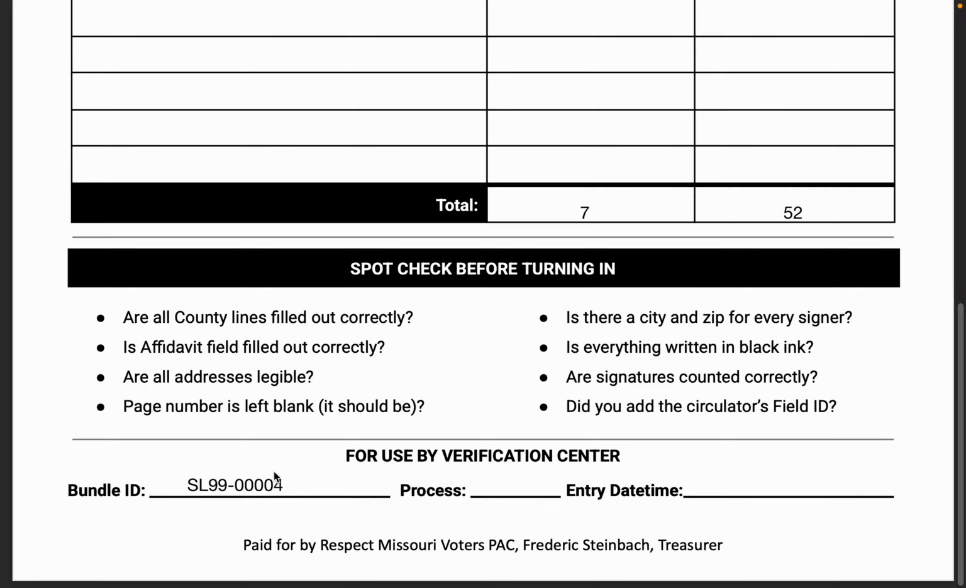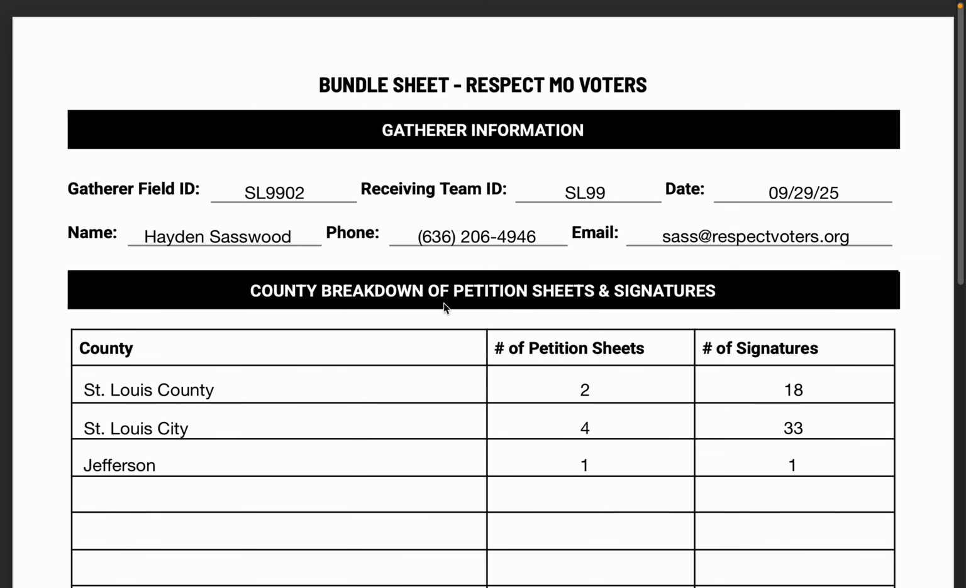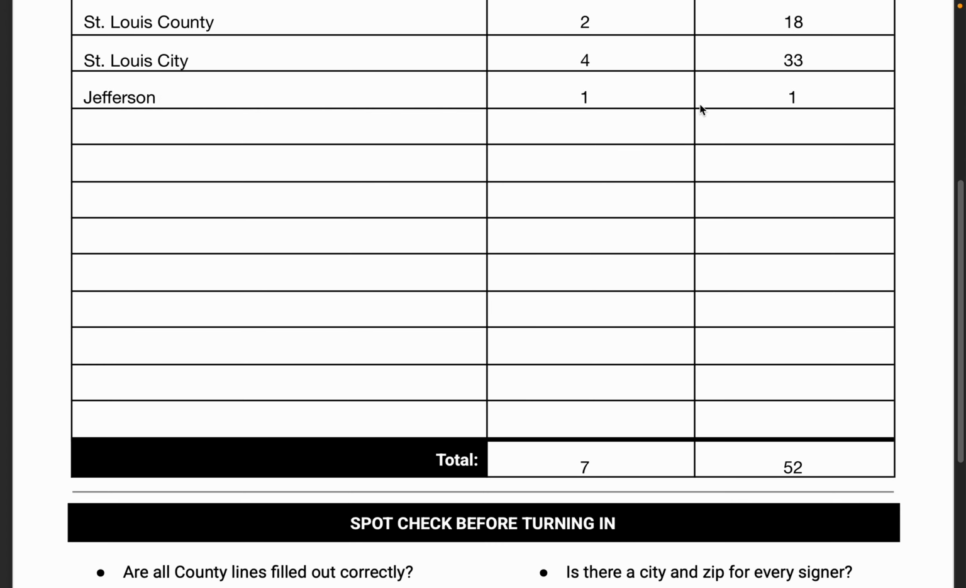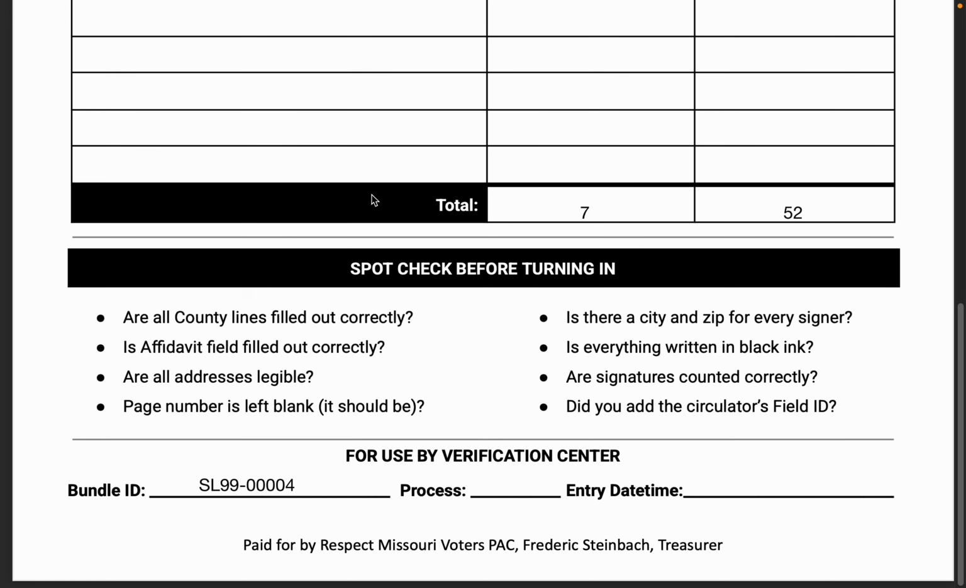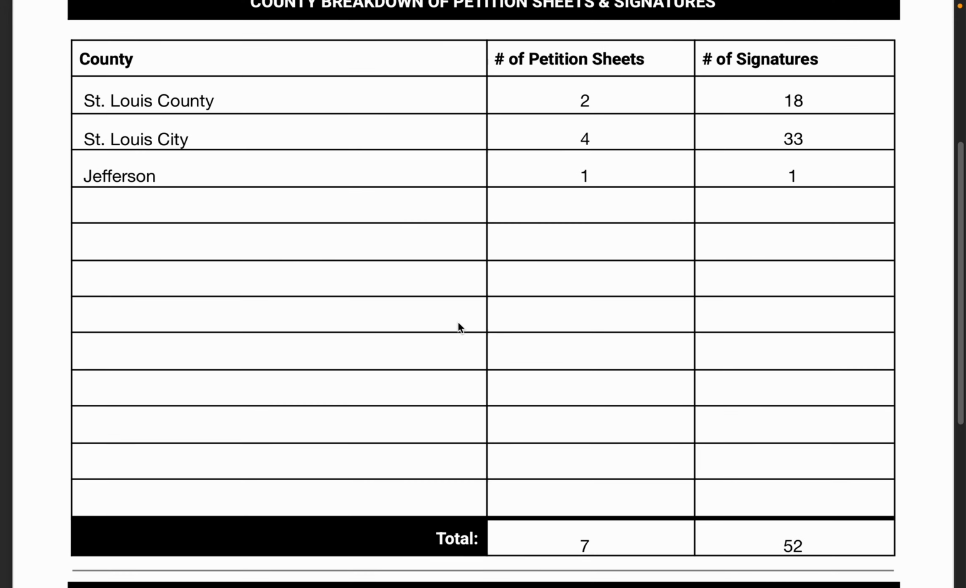Boom, there we go. And then process and entry date time, you don't have to worry about those. Great, and so that's put in. And so yeah, if you have field ID, the receiving team ID, the date will automatically be recorded. You've got this stuff filled out by your volunteers to make it easy to do the data entry, and the bundle ID down here. That's gonna do you pretty well.